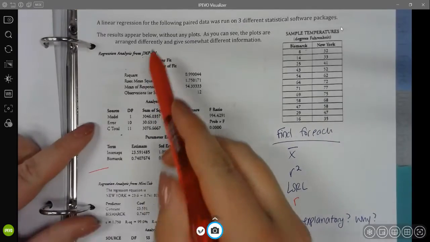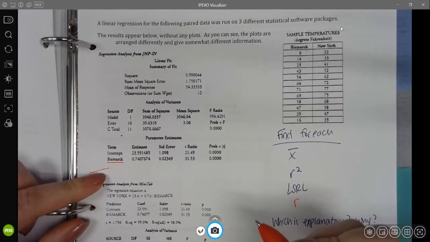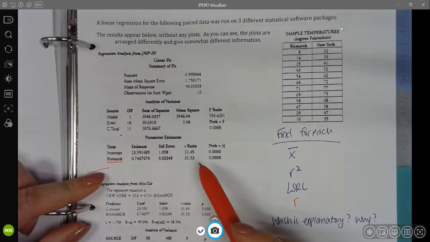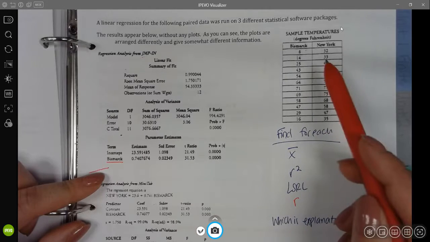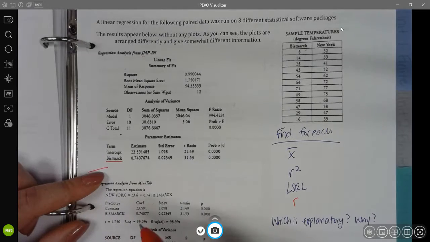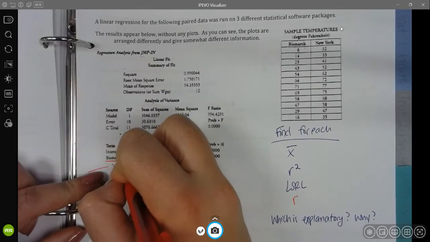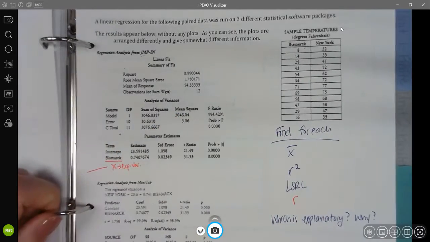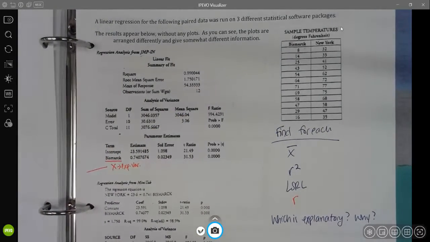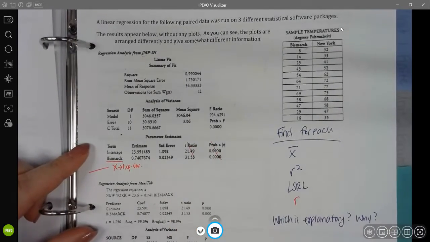Okay, so let's look at this first one. The explanatory variable will always be listed its actual name. So you'll notice that nowhere here in this JMP output do I see New York. Nowhere here do I see that. That tells me that Bismarck is my explanatory variable. Okay, always shown. So this would be your X or your explanatory variable. Okay, there's lots of things here. We won't use any of this. We won't use the t ratio. We won't use the probability.